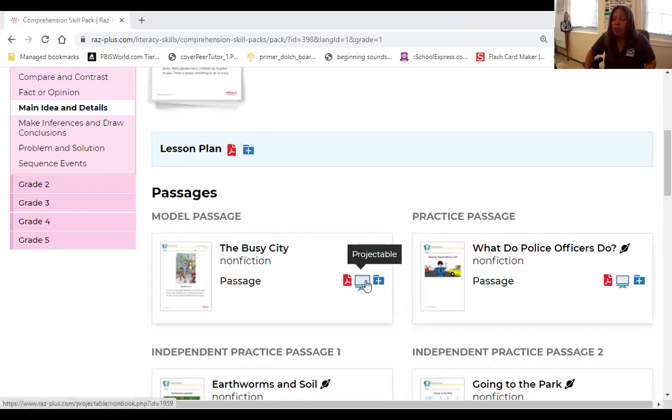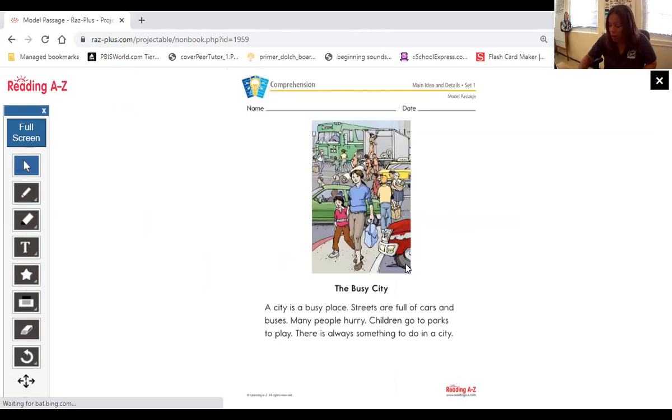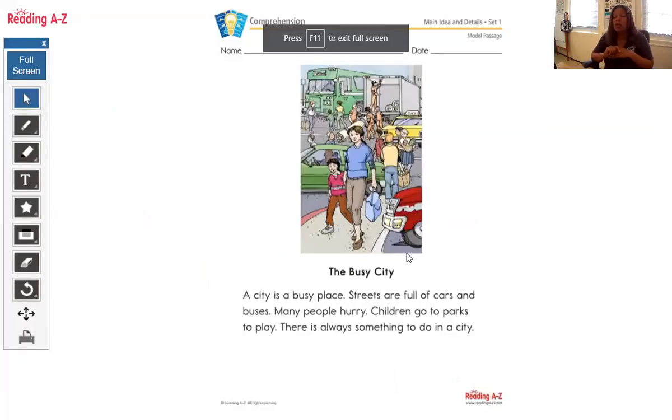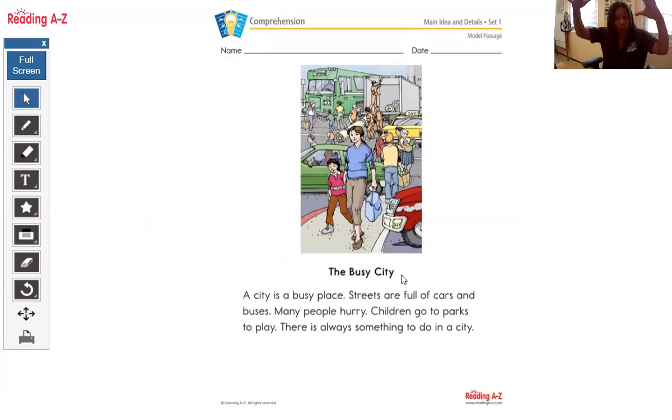So the first passage we're going to practice with is The Busy City. All right, so you're not going to write anything for The Busy City, okay? So when you're trying to locate the main idea, there are 4 things that you should look at. You should look at the title, all right? So our title is called The Busy City. Okay, that already gives us a clue as to what the whole thing's going to be about.